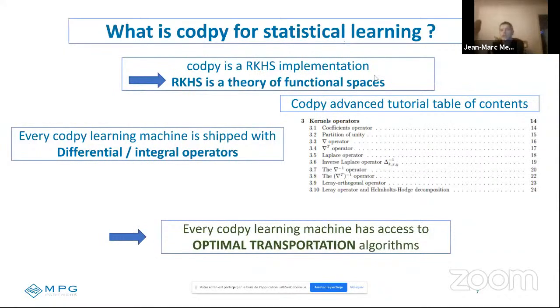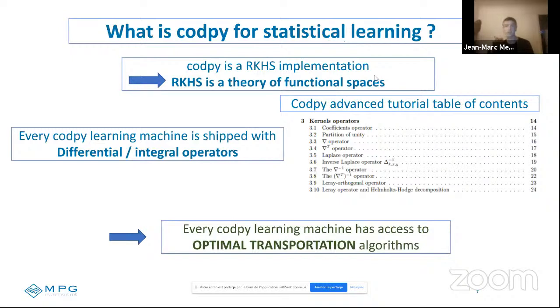So now let's move to statistical learning. Statistical learning is very similar to machine learning, but here I would like to emphasize one particularity of kernel methods. We talked about distribution some slides ago, and we said, okay, kernel methods are talking about distribution, it's more or less the same thing as neural networks. Indeed, it's not exactly true, because reproducing kernel Hilbert space is not only a theory that talks about distribution. It's a theory that talks about functional spaces defined above distribution.